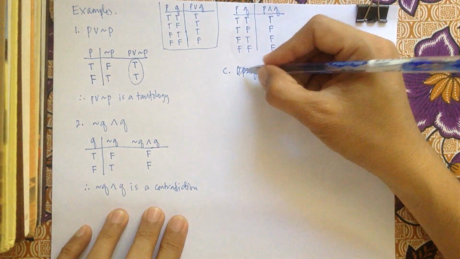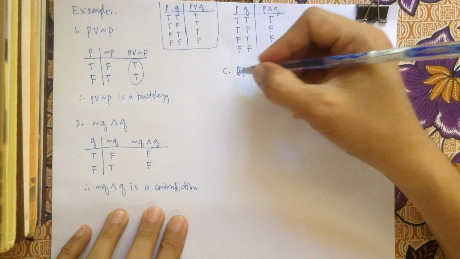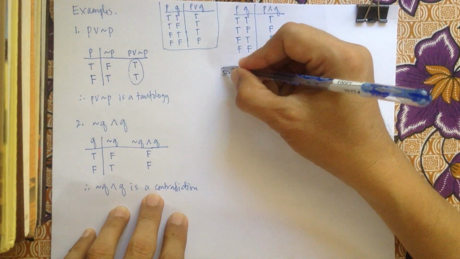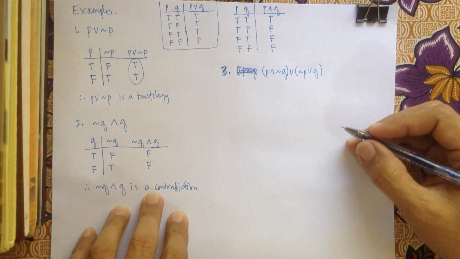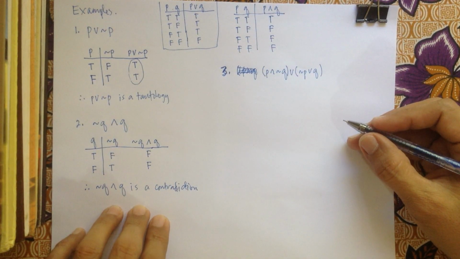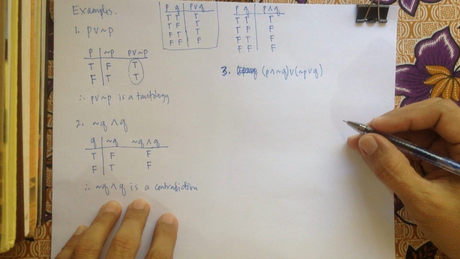Now, maybe in this particular example, this is example number 3, I'm going to illustrate the alternative method of constructing the truth table.